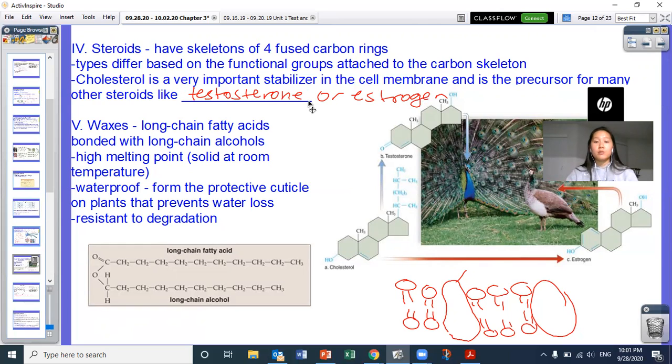Cholesterol is a very important stabilizer in the cell membrane and is the precursor for many other steroids like testosterone or estrogen. So if you don't have testosterone through puberty as a guy, then you don't develop your deep voice and you don't develop facial and body hair. On the other hand, for girls, if you have too much testosterone, then you can actually develop facial hair and you can develop a deeper voice.